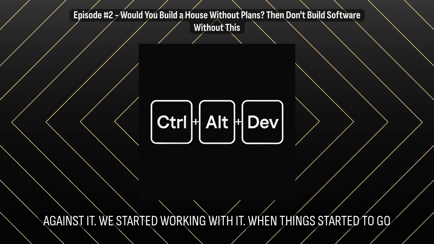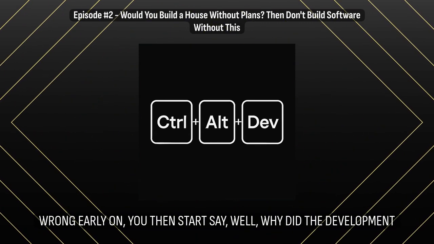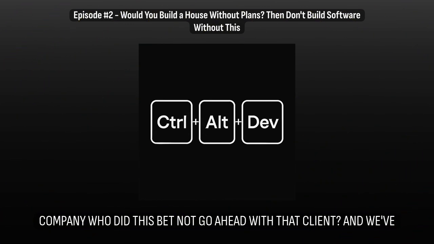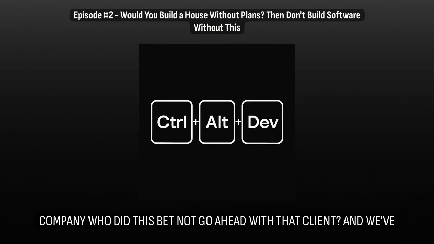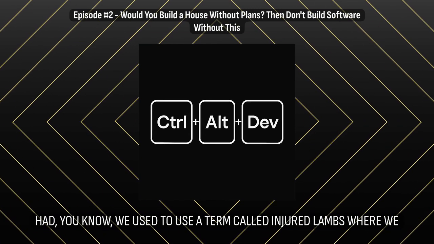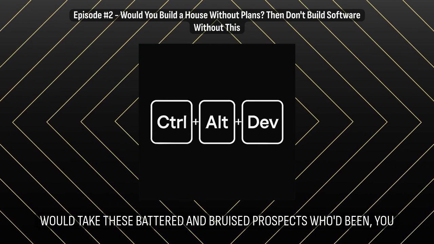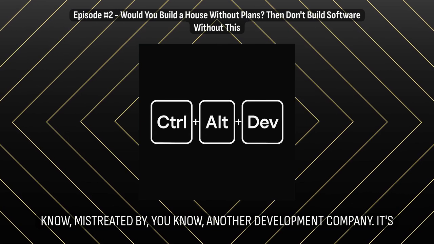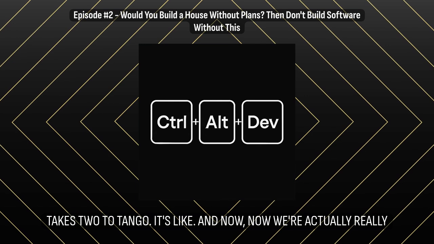We then quoted against it. We started working with it. When things started to go wrong early on, you then start to say, well, why did the development company who did this spec not go ahead with that client? We used to use a term called injured lambs, where we would take these battered and bruised prospects who'd been mistreated by another development company. It's always the development company's fault. And you quickly learn it takes two to tango.